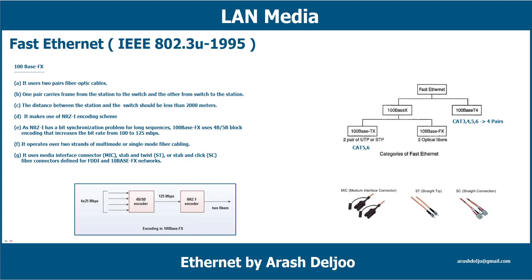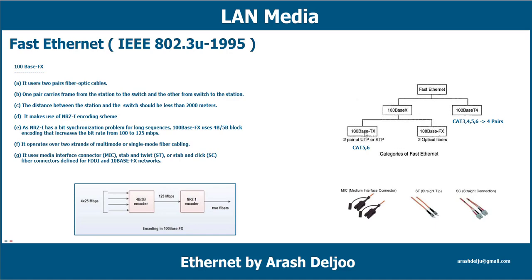And click or a straight connection, a fiber connection defined for fiber distributed data interface or FDDI, and also a 10 base FX network. Actually, we can use MIC, ST or SC connectors. Because of that, now we know about different categories of the fast Ethernet: 100 base X and 100 base T4.